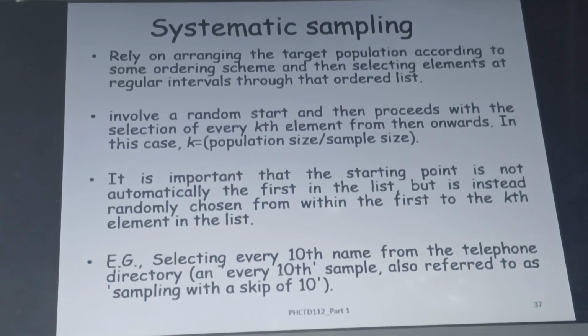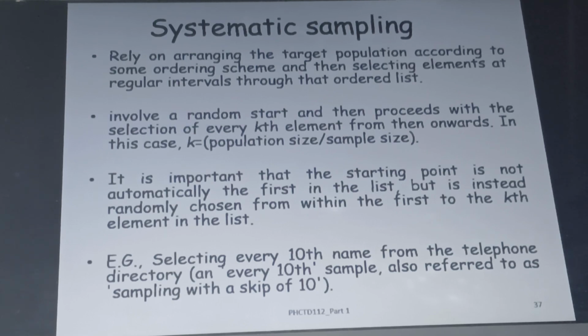Let's say my sample size is 100, population size is 10,000. 10,000 divided by 100, that means 10. So that means if I want to pick from the target population, I'll pick every 10th person. That will be the individual that I'll pick for my sample.